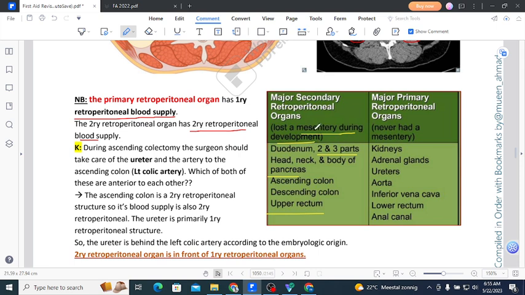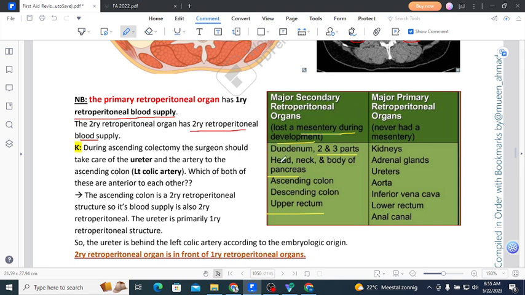So the second and third parts are secondarily retroperitoneal. The first part is intraperitoneal, and the fourth part is primarily retroperitoneal. Again, the duodenum during embryonic life was completely intraperitoneal, right? The first part remained intraperitoneal even in adult life. The second and third parts became secondarily retroperitoneal, while the fourth part of the duodenum was always retroperitoneal, right?